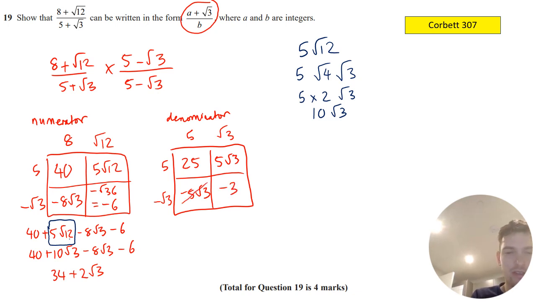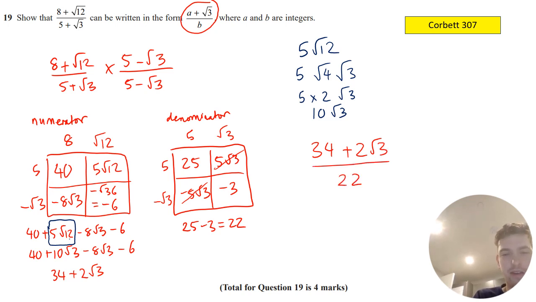And we know that these two terms will cancel out. 25 minus 3 is 22. So what's my answer? My answer is going to be 34 plus 2 root 3. That's the numerator over my denominator, which is 22.